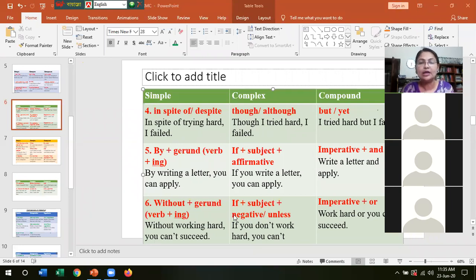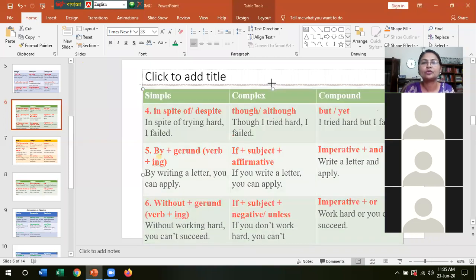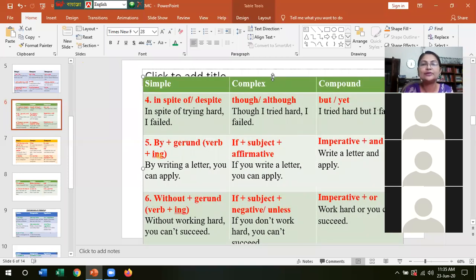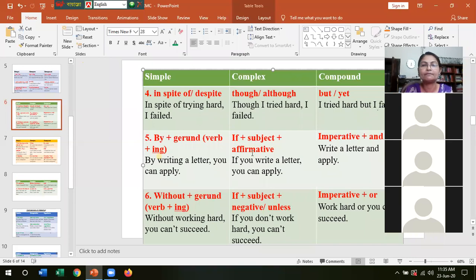And to make it complex, you must use if plus subject plus negative, or unless. In the previous rule, there was affirmative form, but because of without, you will have to use negative form. I'm giving you an example: without working hard, you can't succeed. If you don't work hard, so after if plus subject plus negative, we have changed the sentence into negative form. If you don't work hard, you can't succeed.